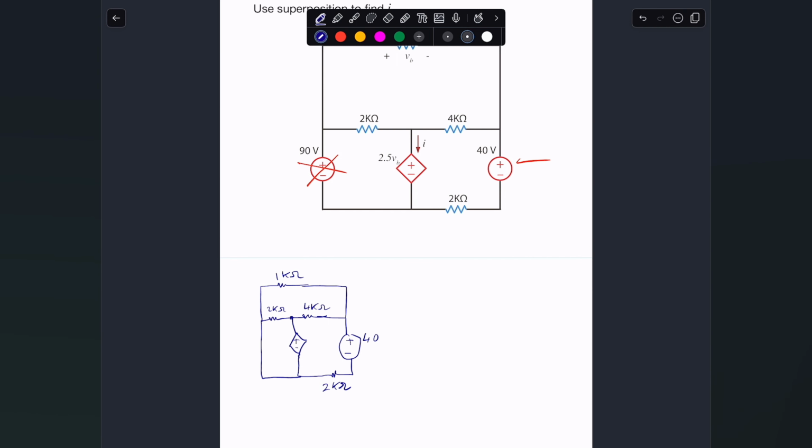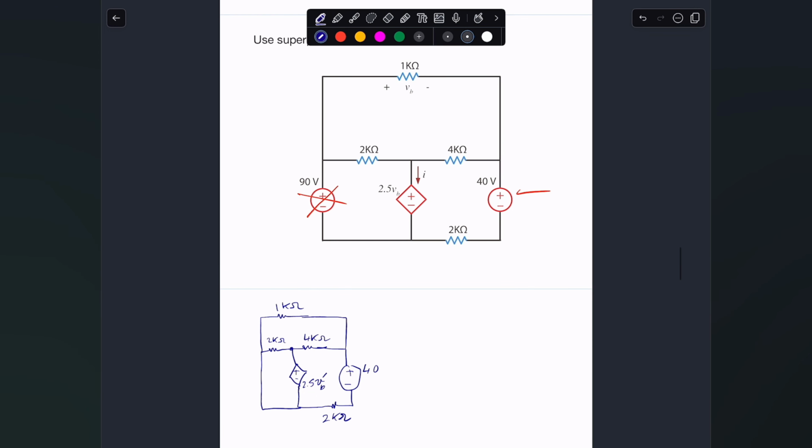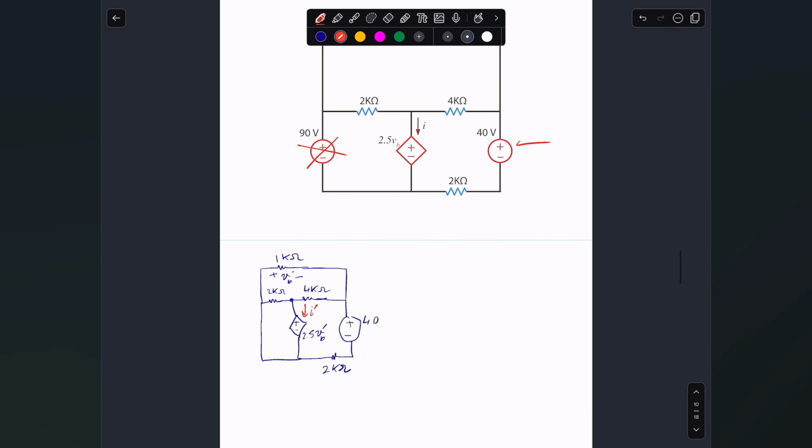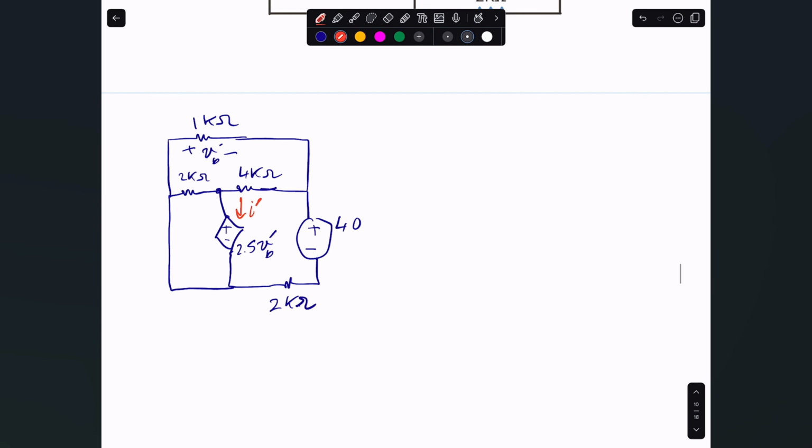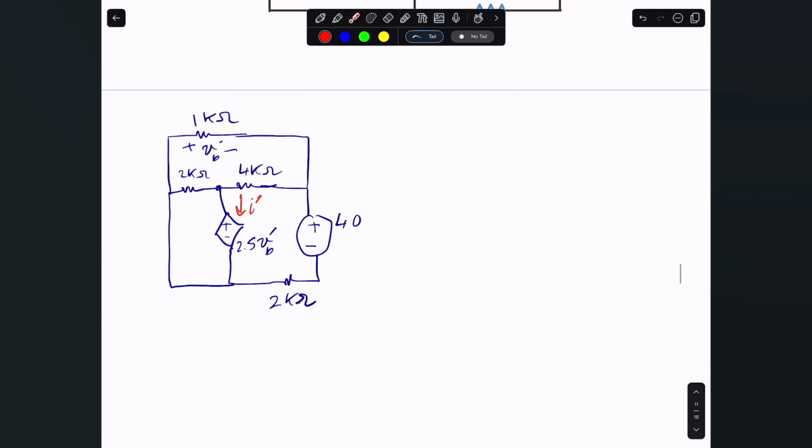So this one here is just simply 2.5 VB prime, because this one here now is my new VB prime. Remember, VB changes based on these sources, and the one that I'm looking for is this particular current, and I'm going to call it I prime. So now what we need to do is just focus on this particular circuit in here and figure out what we need to do. What we really need is this particular current in here.